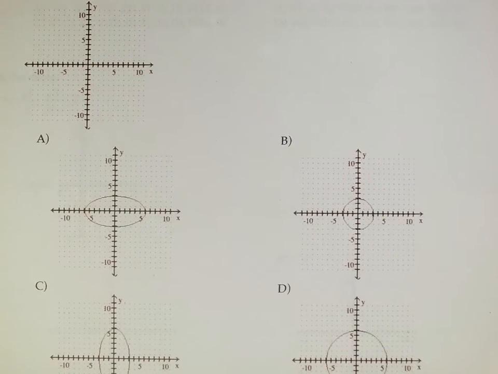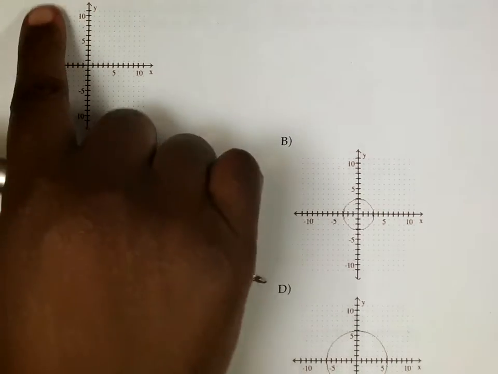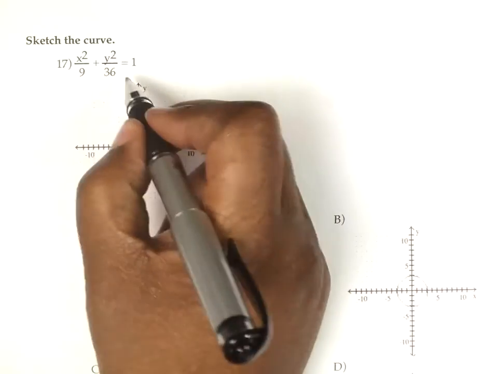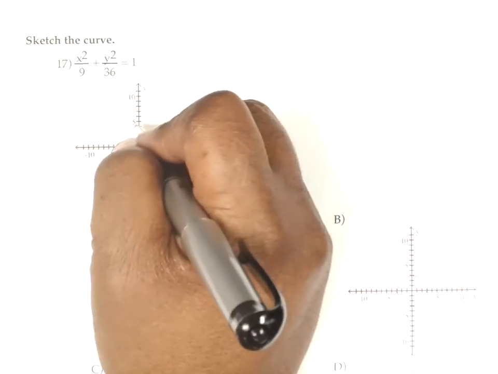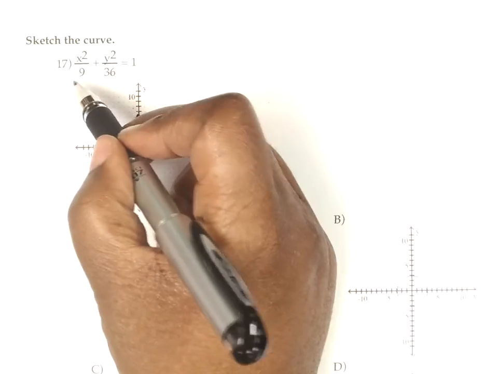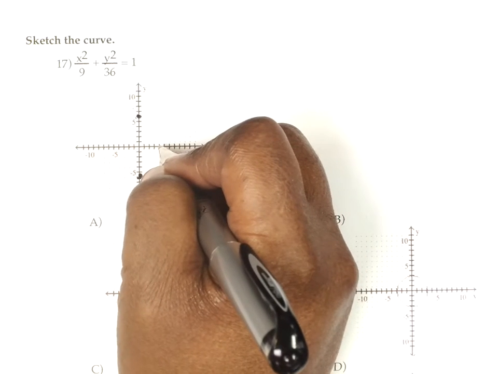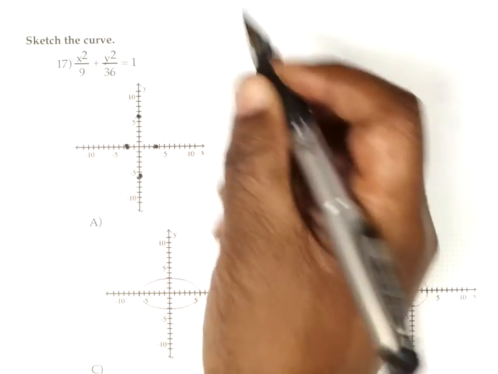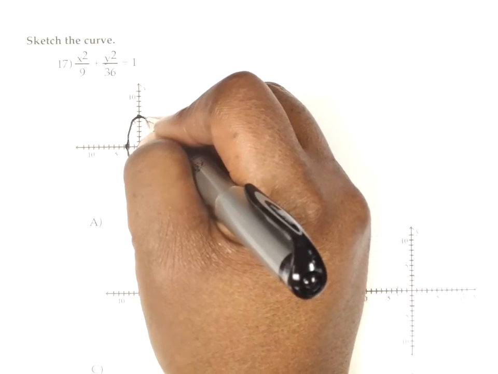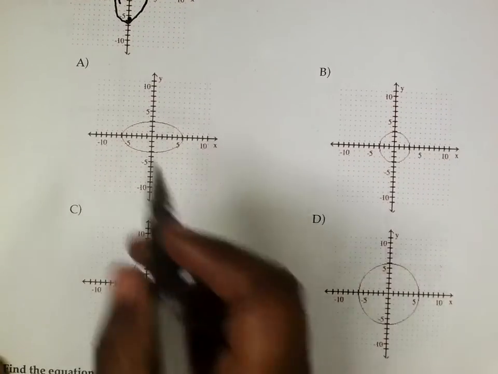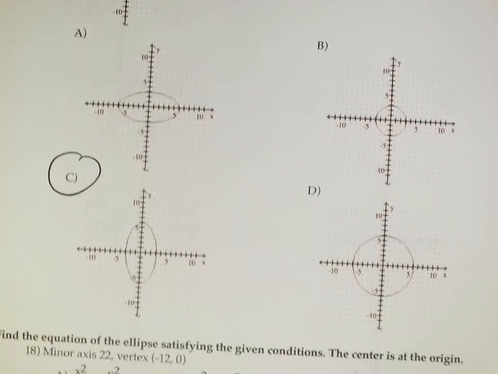For 17, we want to do another sketch. Again, they're added together, so this is an ellipse. Y is the major axis. Y crosses at 6 and negative 6. The x crosses at 3 and negative 3. I cannot see, so sorry about this. That's what our ellipse would look like. So again, the only possible choice that makes sense for that is C.